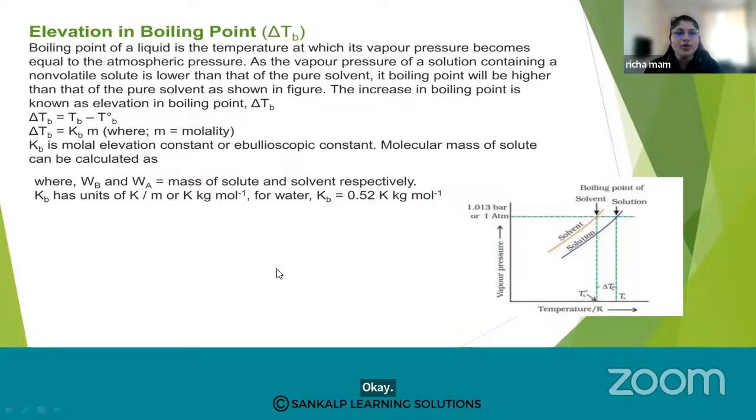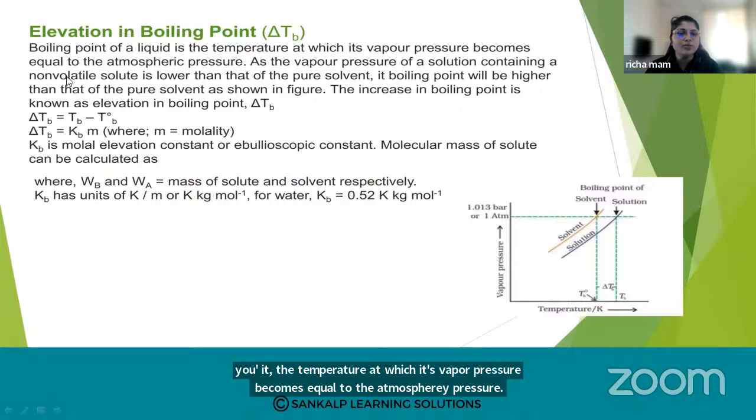So you can see the boiling point of a liquid. What do you mean by the boiling point of a liquid? Whenever you have a boiling point of a liquid, it is the temperature at which its vapor pressure becomes equal to the atmospheric pressure. So whenever you are calculating the boiling point of a given liquid, what will happen?